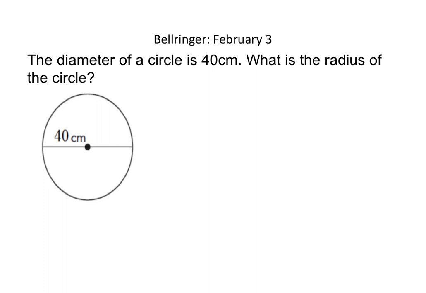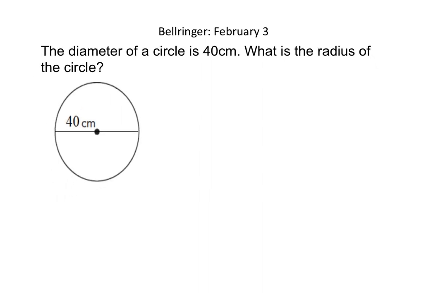Alright, let's begin with our bell ringer. It says that the diameter of a circle is 40 centimeters. What is the radius of the circle? Okay, well before we start this, I want you to go ahead and take a note.